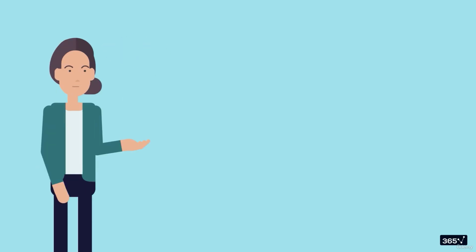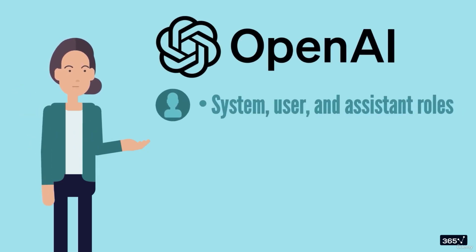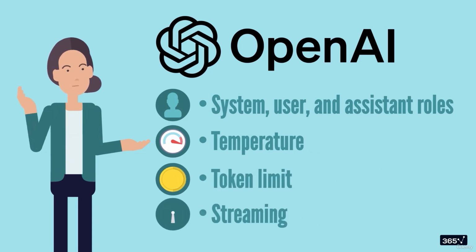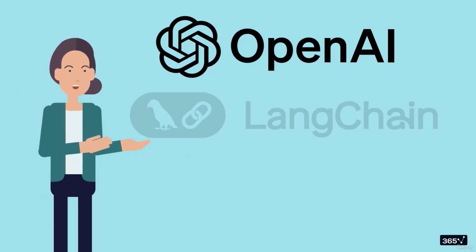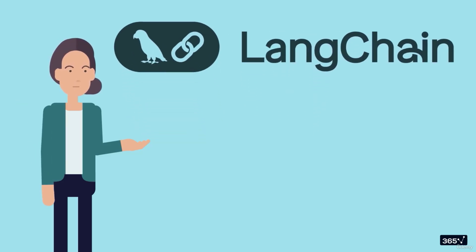Everyone! In the previous section, we played around with the OpenAI API, examining message roles and key LLM parameters like temperature, token limit, and the streaming feature. Now that we have the foundations for creating chatbots, it's time to utilize the OpenAI API through LangChain. But before we start coding, let's conceptually discuss the LangChain framework.